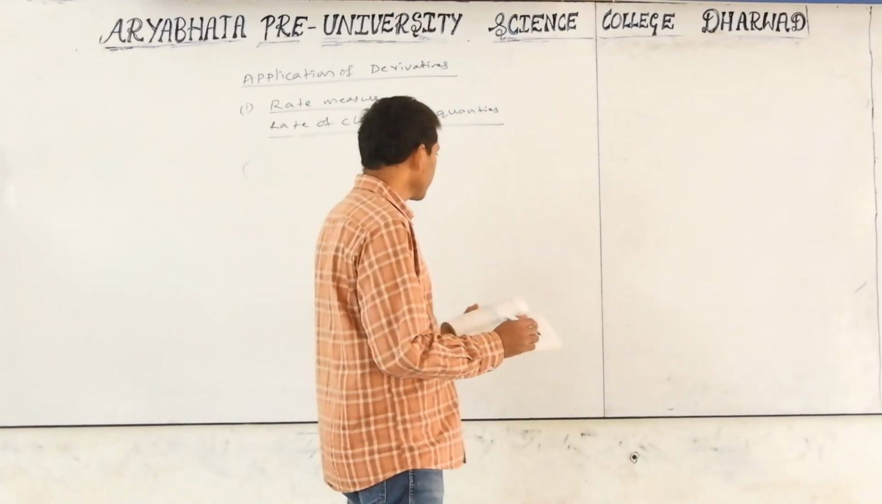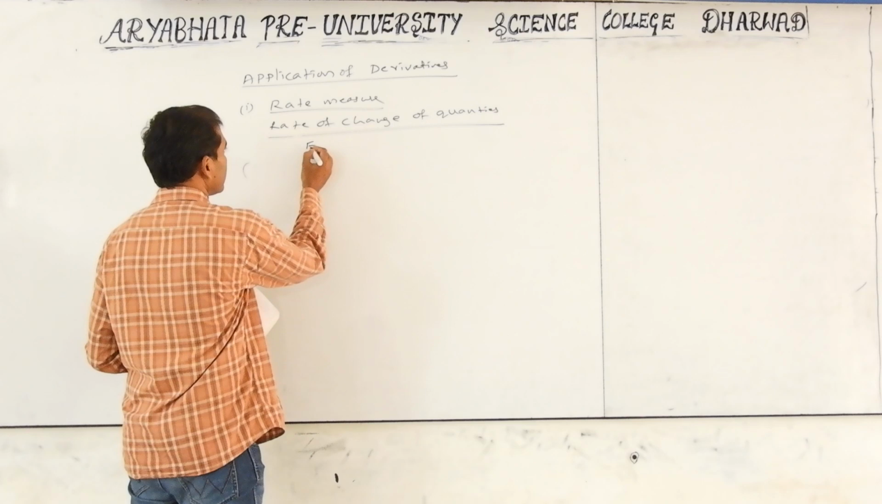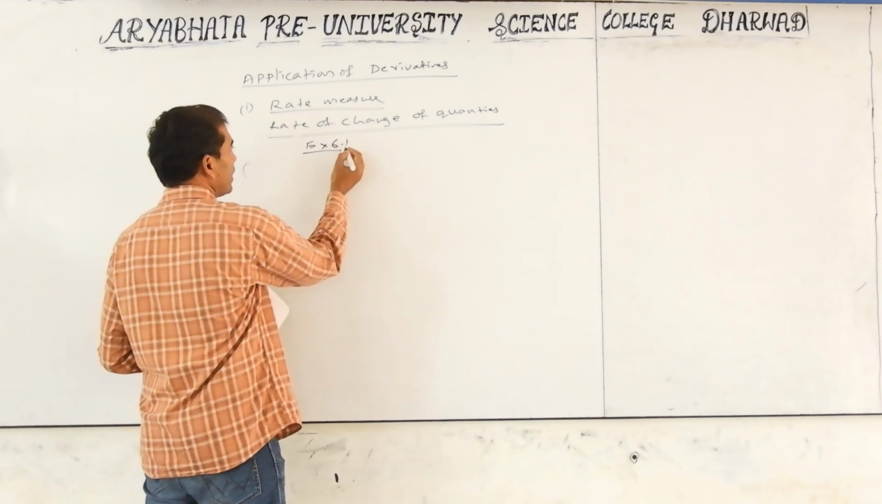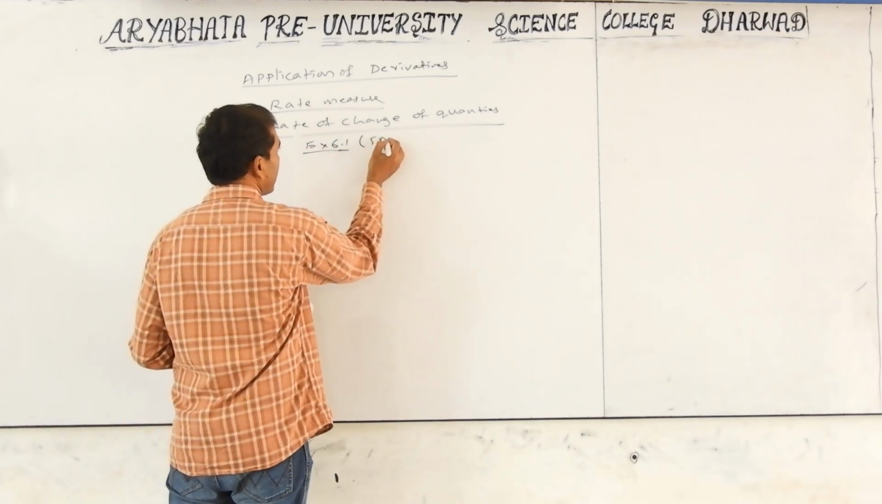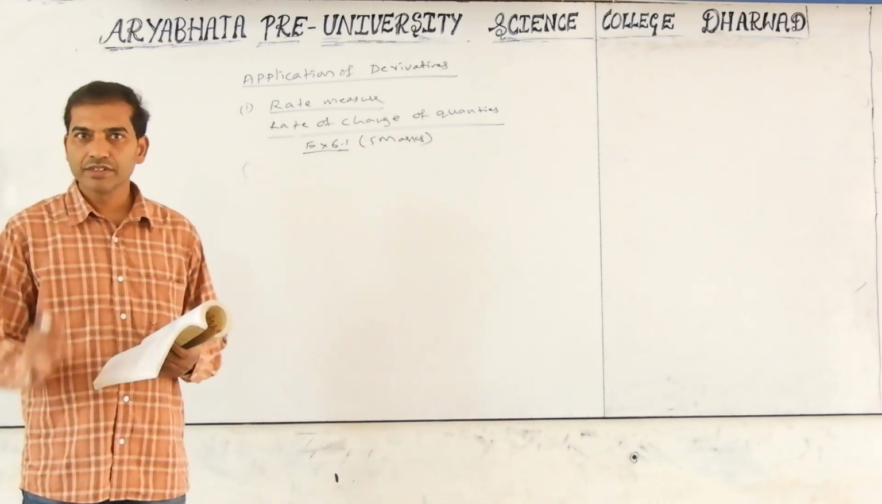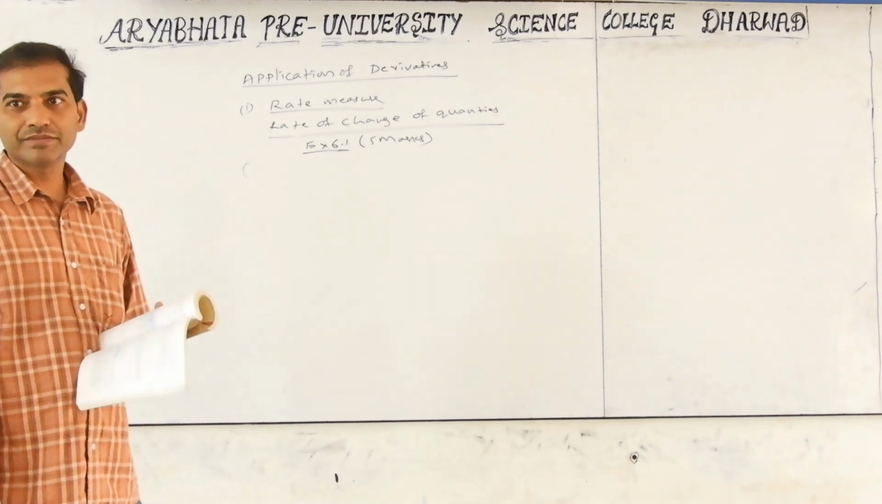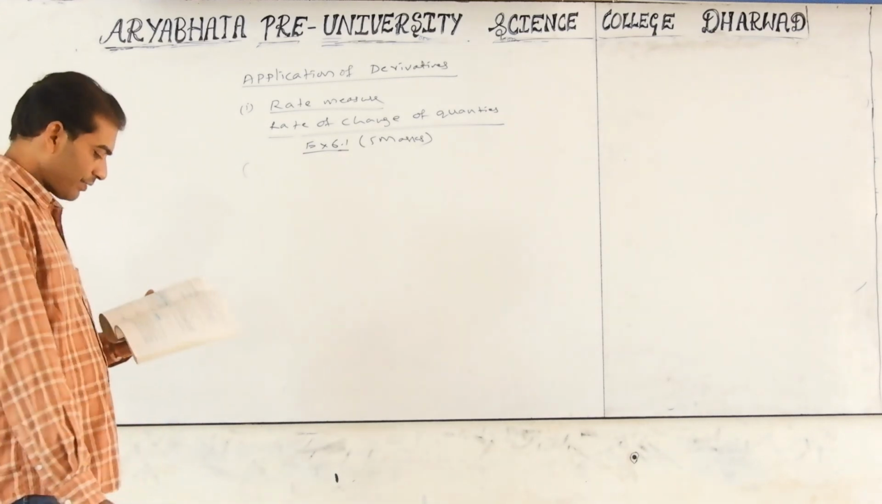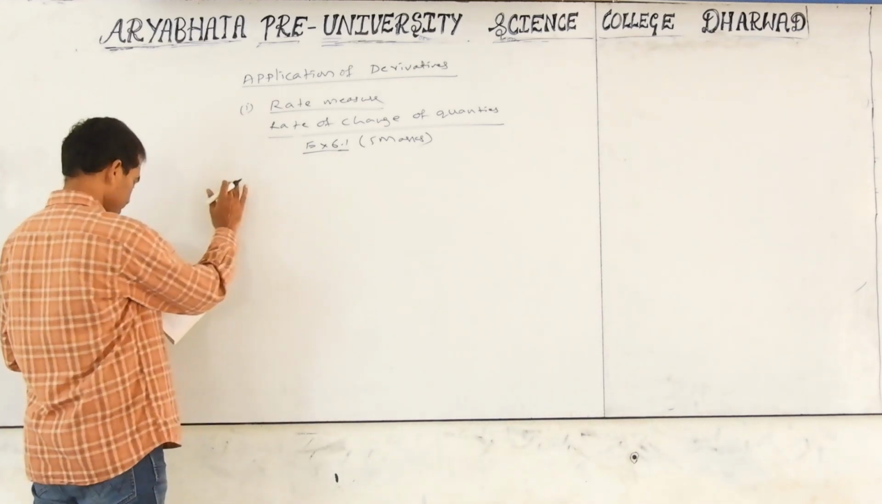Exercise 6.1. This topic, first exercise, weightage is 5 marks. From this exercise, 5 marks question guaranteed. And very easy also.